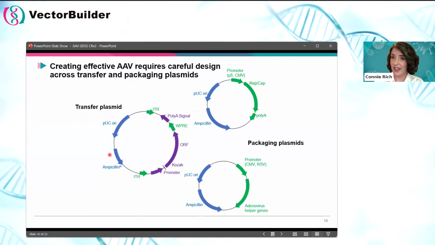So once we have decided that AAV is our way to go, we're ready. Let's make a recombinant AAV and let's find the next biotech innovation. We have to consider the design. And of course, we're going to be looking at the design of these elements that get expressed in our host cell. But it's important to note that we need to keep in mind the design as well as the quality control of not only our transfer plasmid, but also our different packaging plasmids.